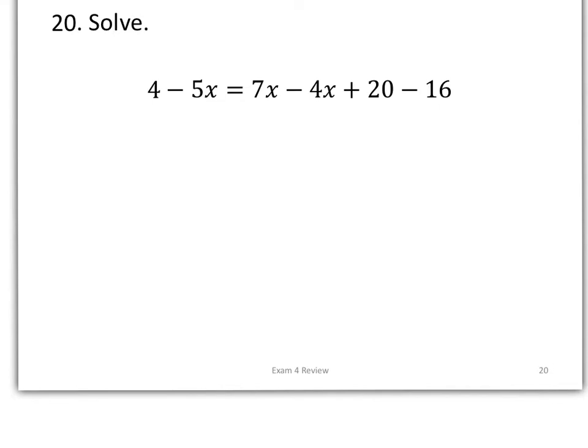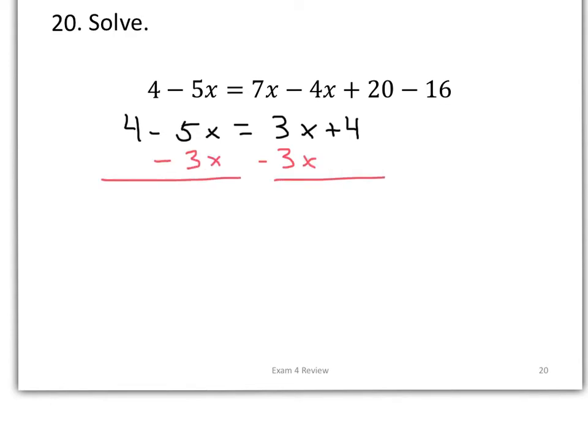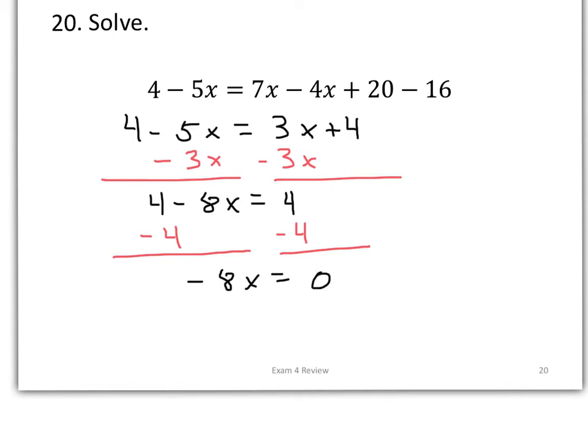To solve this, the left side is simplified already, so we combine like terms in the right side. So we get 4 minus 5x equals 3x plus 4. To get the x's on one side, let's subtract 3x. And we get 4 minus 8x equals 4. And then we're going to subtract 4 from both sides, so that the x terms are on one side and the numbers are on the other.